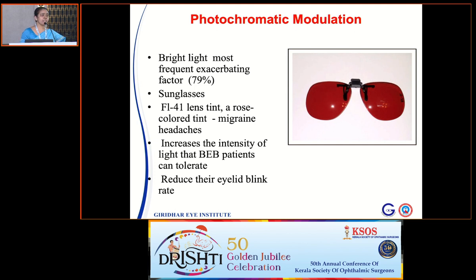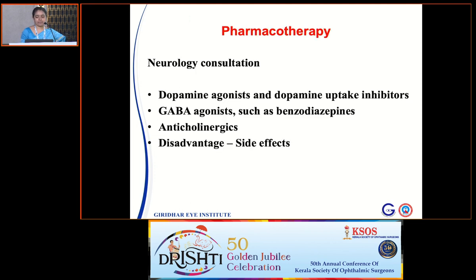These glasses were given to patients with migraine headaches, because migraine patients, when exposed to very severe light, will get migraine attacks. The mechanism is that these glasses increase the intensity of light that blepharospasm patients can tolerate, and also reduce their eyelid blink rate. So this is actually very useful if you can get it.